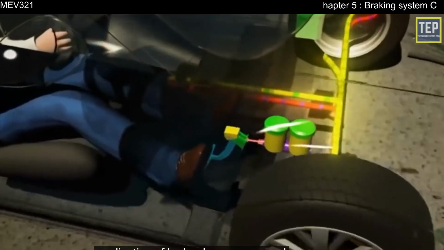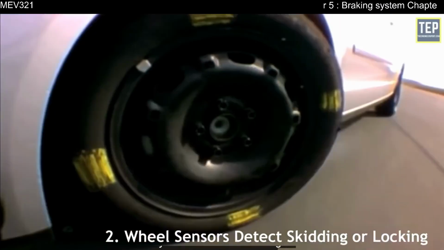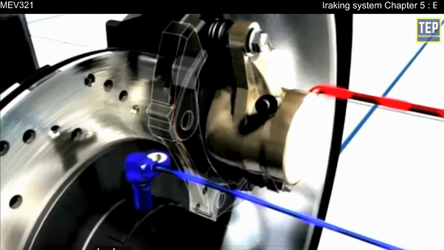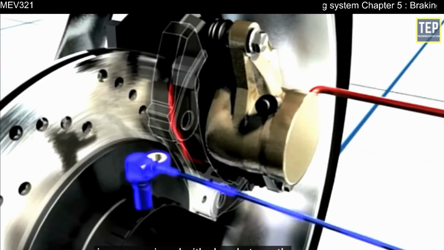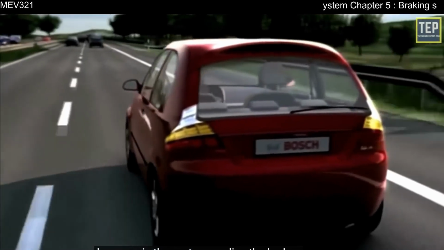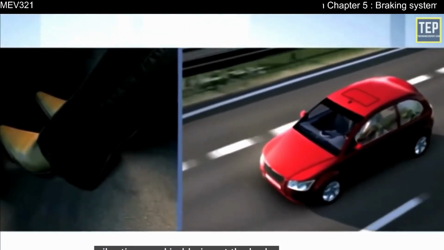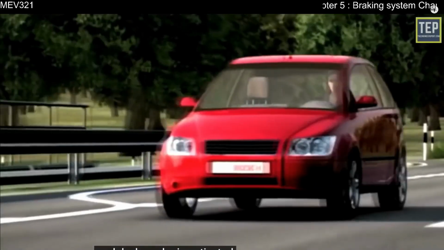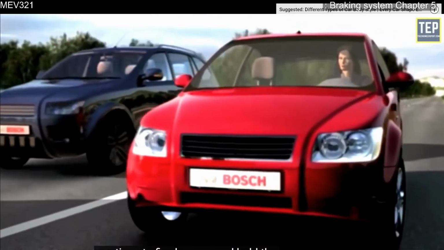So essentially, ABS works in three stages. Brake pedal is pushed. When sensors detect skidding or locking, ABS pumps the brakes. In a car equipped with ABS, what mostly happens is the system applies the brakes in small pulses to prevent sudden brake locking. That is why you can feel vibrations and juddering at the brake pedal when ABS is activated. When you feel or hear the ABS vibrating, continue to firmly press and hold the brake, then steer to safety.